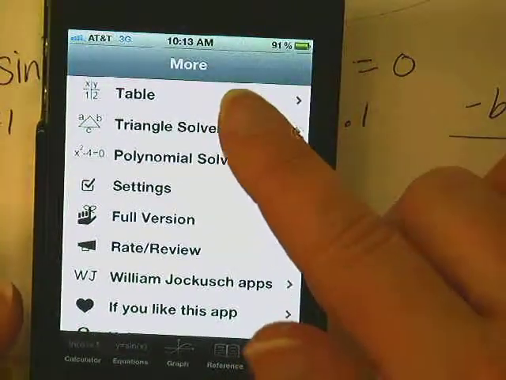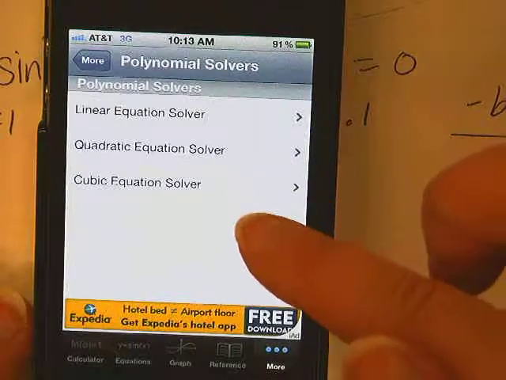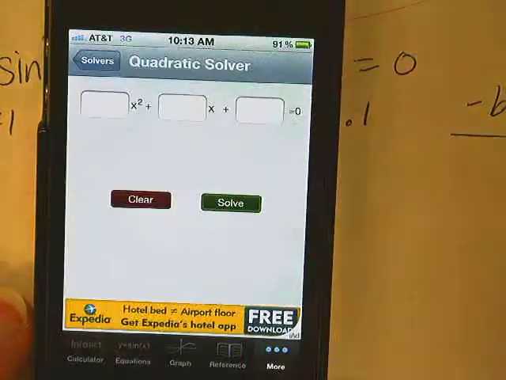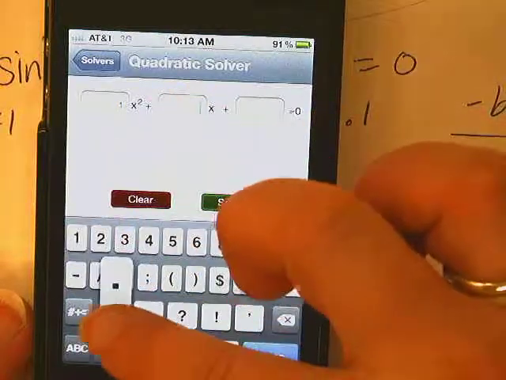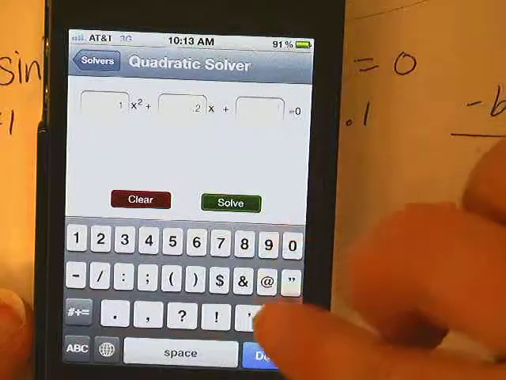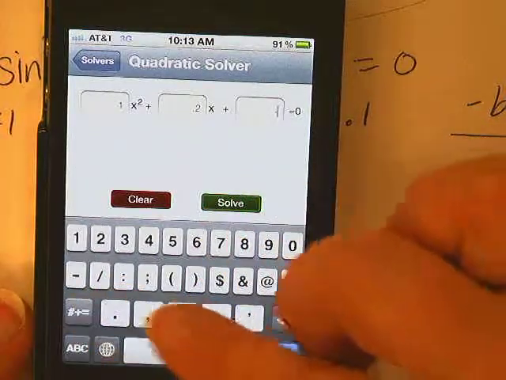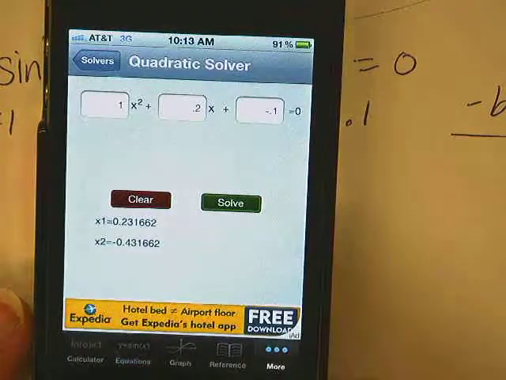If you go to more, you've got a triangle solver, which is going to be really, really handy in chapter 5 to check our work. And you've got polynomial solvers. So if we go to polynomial solver, we have a quadratic equation solver. So we can just type in A and B and C.